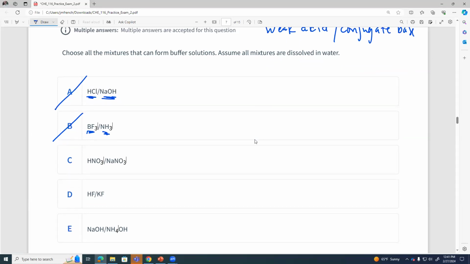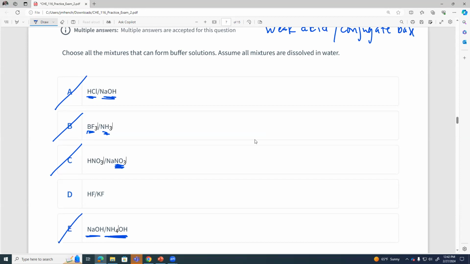HNO3, that is nitric acid. Nitric acid is a strong acid. Yes, we have its conjugate base present, but we need to have a weak acid and its conjugate base. A strong acid and its conjugate base will not make a buffer. So choice C is not correct. Ammonia, ammonium hydroxide, and sodium hydroxide. Sodium hydroxide is a strong base. Ammonium hydroxide is a weak base. Mixing two bases together also does not make a buffer.